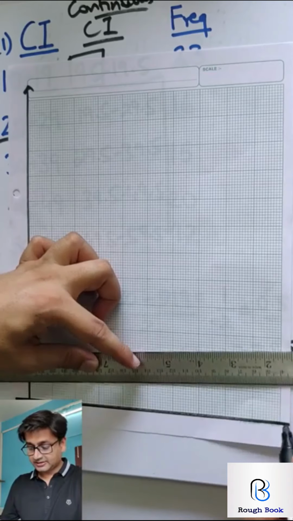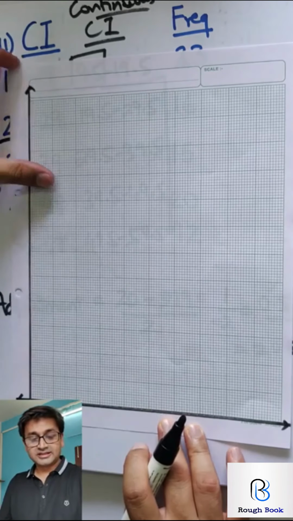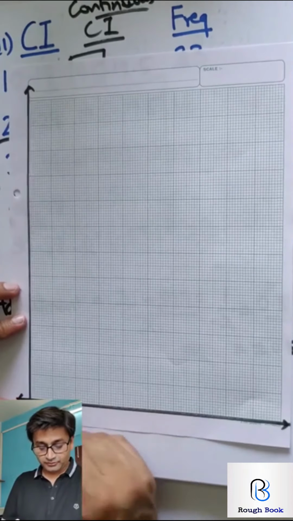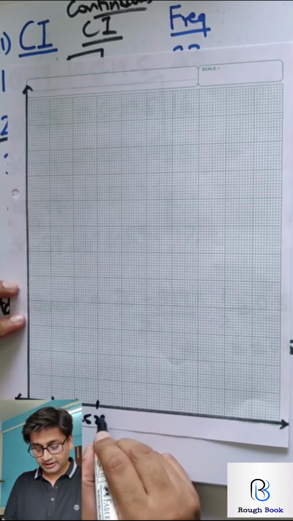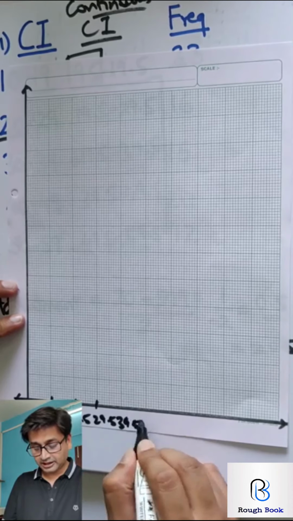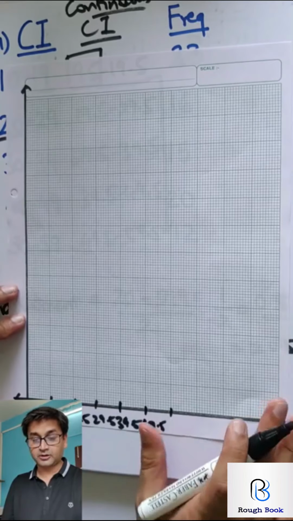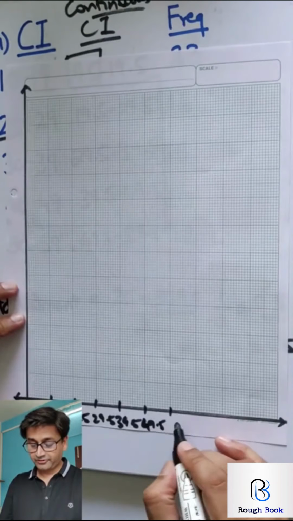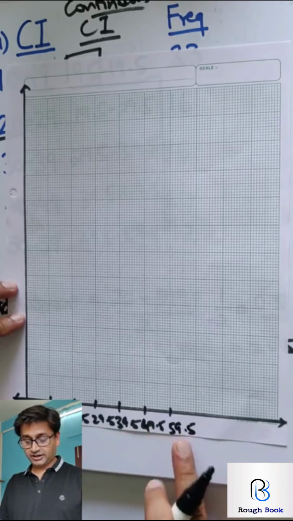So now that the y and x is constructed, let's plot. On the x-axis I need 9.5 onwards. So 0, 9.5, 19.5, 29.5, 39.5, 49.5. This looks a little messy because these are very close and a lot of numbers. Go till 59.5. So 9.5, 19.5, 29.5, 39.5, 49.5, 59.5.